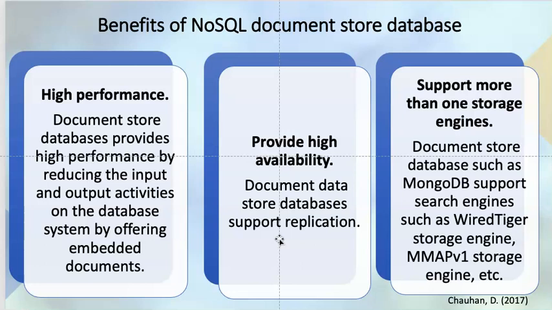It also supports more than one storage engine. A document store database supports storage engines such as the WiredTiger storage engine and the MMAPv1 storage engine, and it also supports third-party applications and third-party APIs. This type of database tends to increase the interaction that you have with other applications or other interfaces.